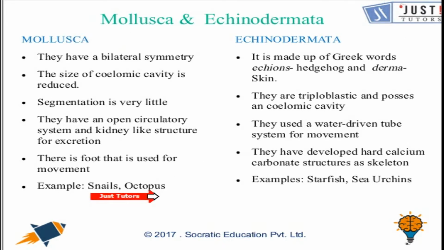The animal has a soft body which is enclosed in a hard shell, and the shell is made up of calcium carbonate. Circulatory system is open, and a kidney-like organ is present for excretion. The body has a well-developed muscular foot for locomotion, and for examples you can think of snail, mussels, octopus, etc. The next one is Echinodermata. The body is covered with spines, which gives the name Echinodermata. Body is radially symmetrical, and the animals have a well-developed water canal system which is used for locomotion, and their skeleton is made up of calcium carbonate. For example, you can think of starfish and sea urchins.